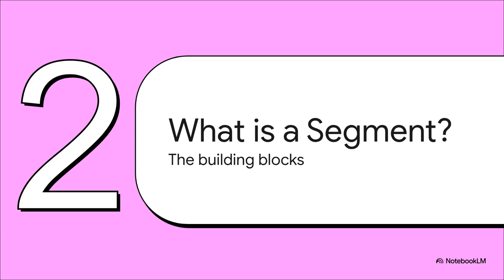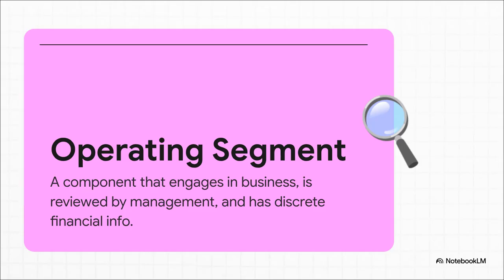That takes us right into section 2. What exactly is an operating segment? Think of these as the basic building blocks of the company. So, an operating segment is basically any distinct part of the company that checks 3 boxes. 1, it's out there doing business. 2, the people in charge are regularly looking at its results. And 3, it has its own separate financial information.